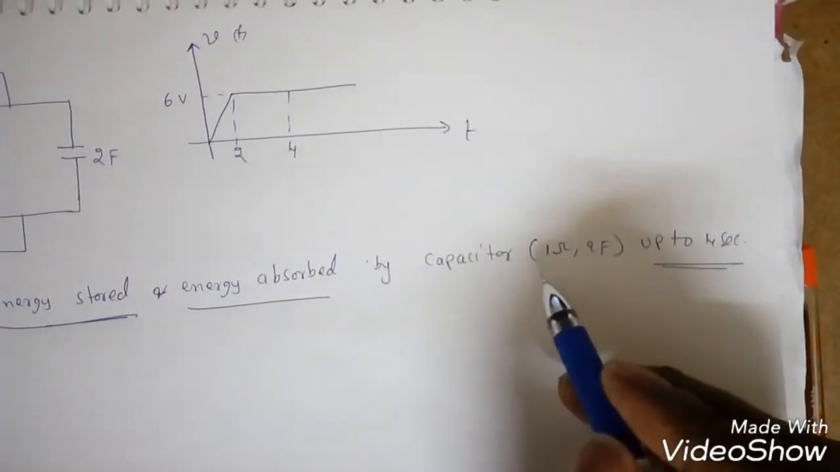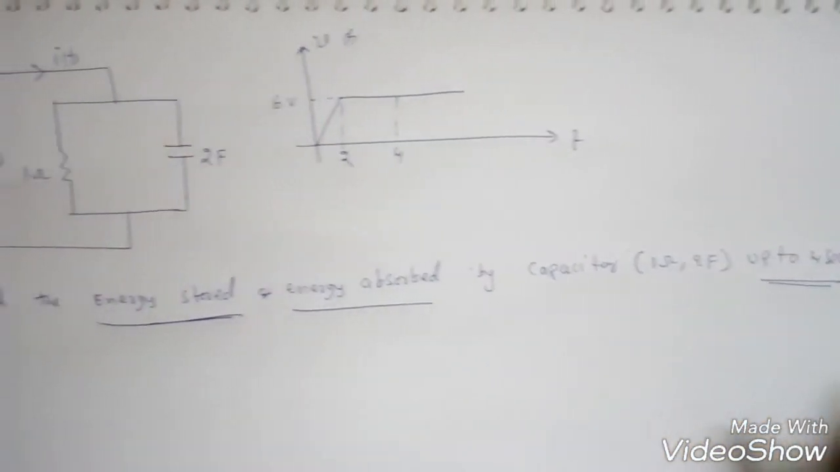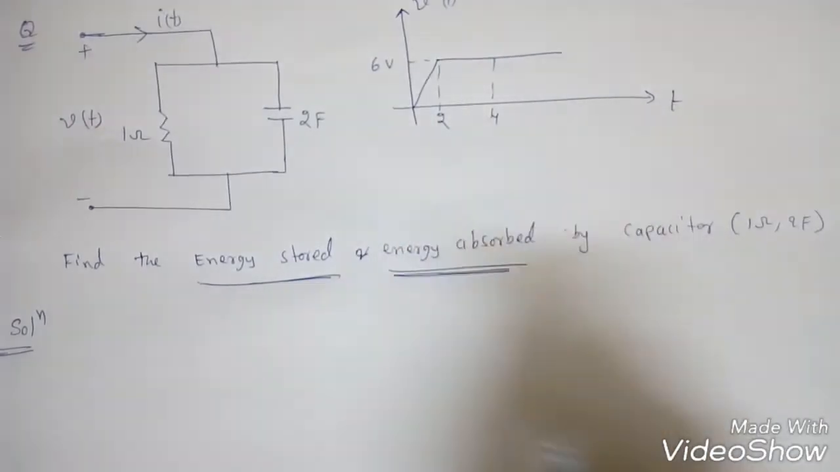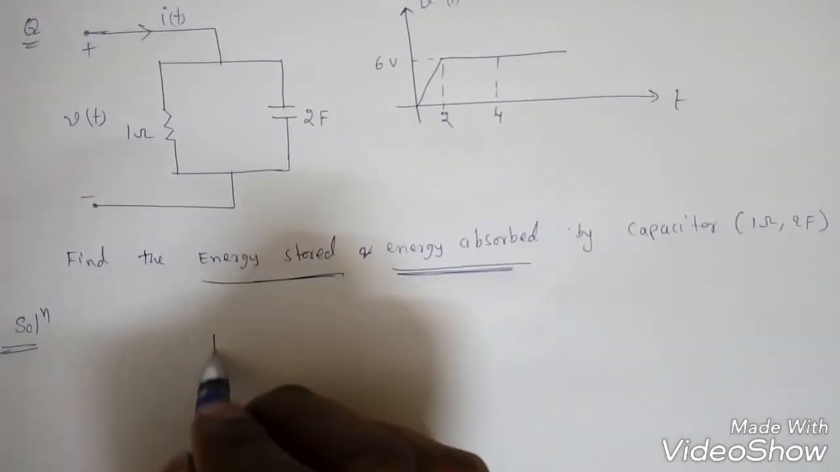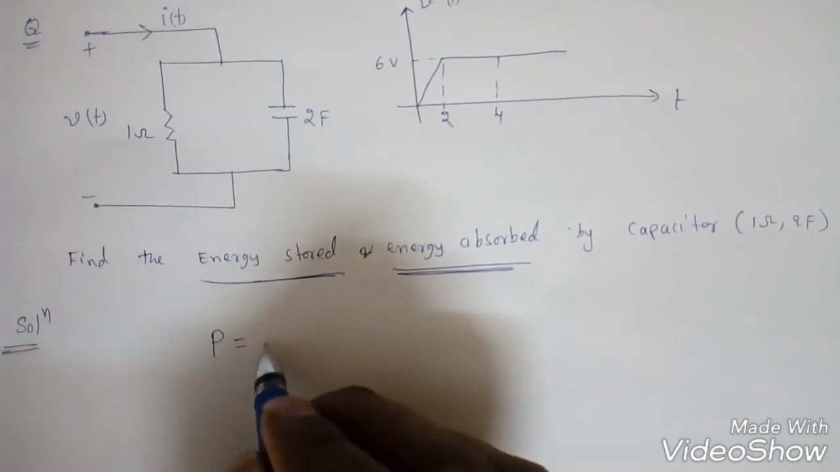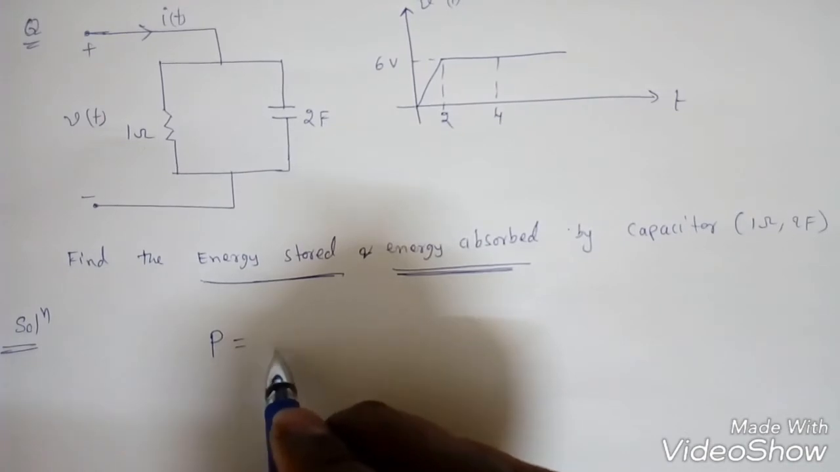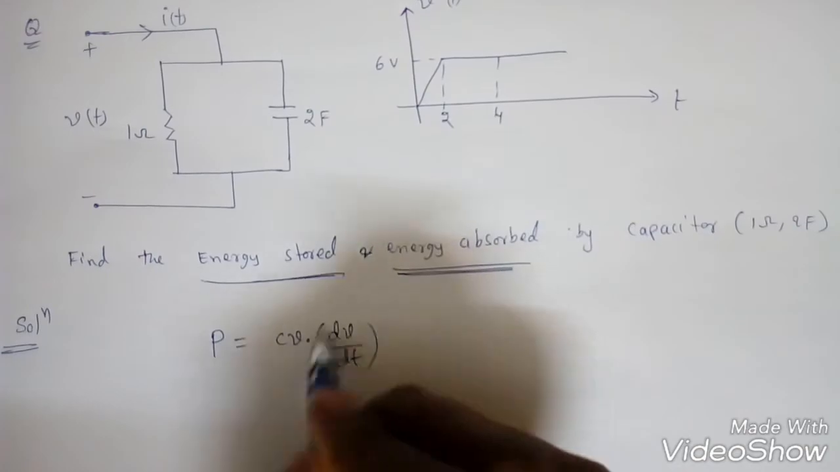So again it is like a practical capacitor, a 1 ohm resistor and a 2 farad capacitor. First we will find the energy absorbed, then we will see the energy stored, same concept. So first we will find the power. P is equal to, in a capacitor, C V dV by dt.